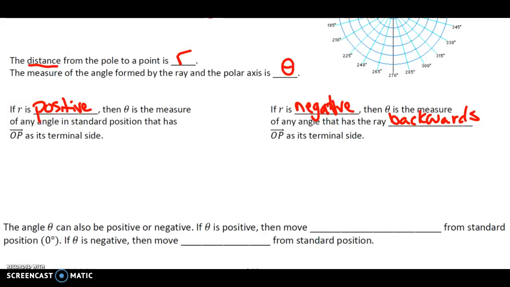The angle theta can be positive and negative, just like before. If theta is positive, it moves counterclockwise. And if it is negative, it moves clockwise.